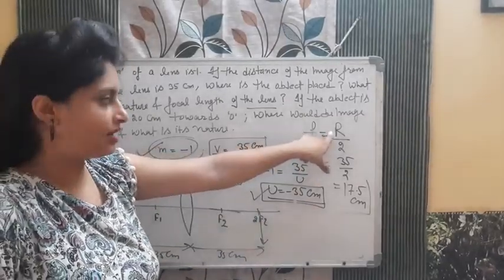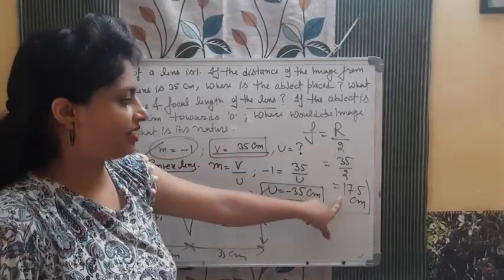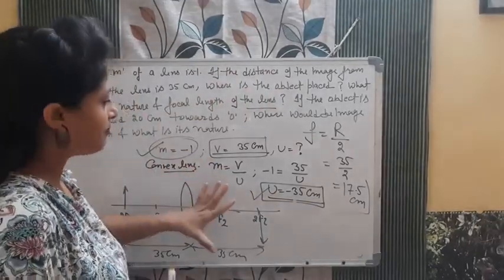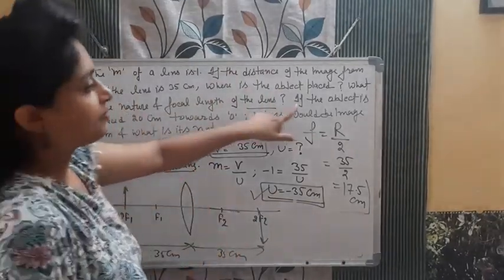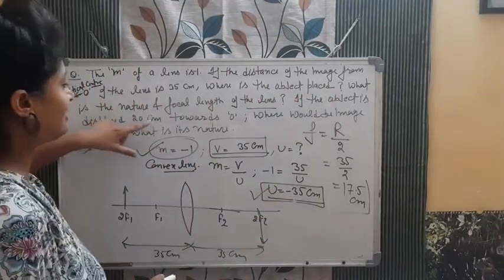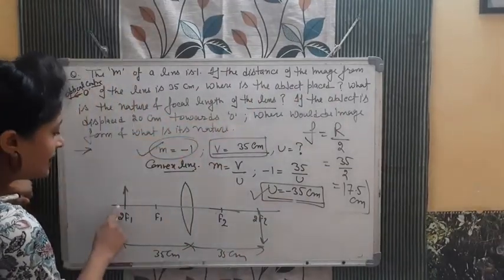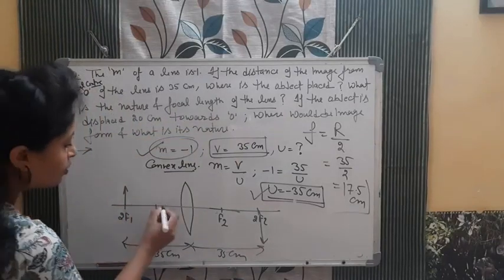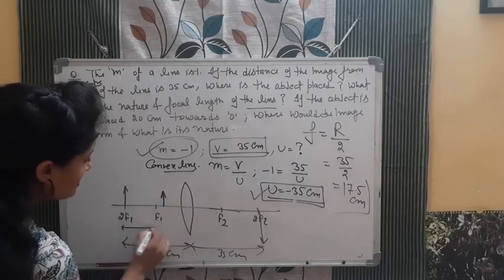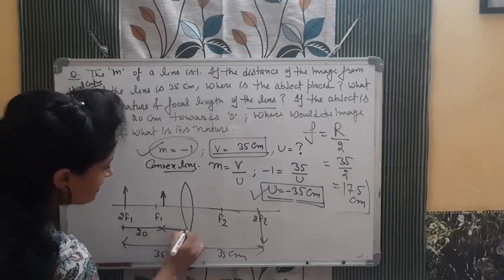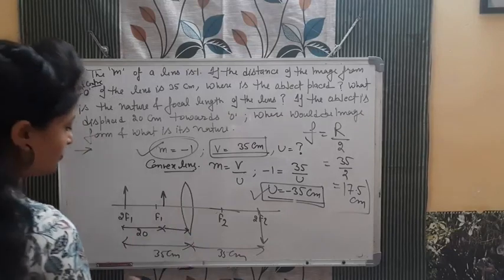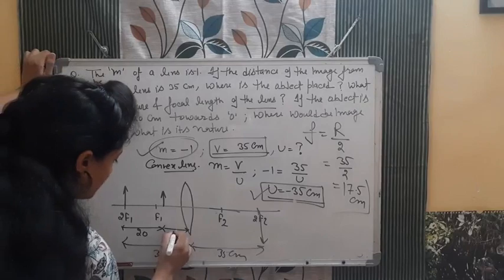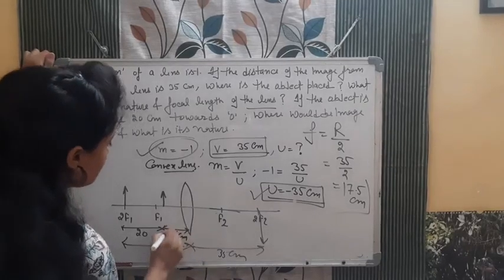We need to find out the focal length of the lens. We will divide it, and this is 17.5 centimeter. Because the magnification was negative, we can say this is a convex lens. Half part done. Now the question is saying the object is displaced 20 centimeter towards the O. From here, the object is displaced 20 centimeter towards the O. So if it comes 20 centimeter this way, how much distance will remain? 35 minus 20 will be 15 centimeter. This distance, it is coming towards the origin.